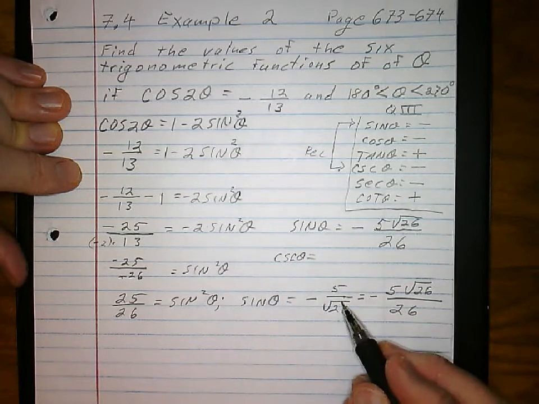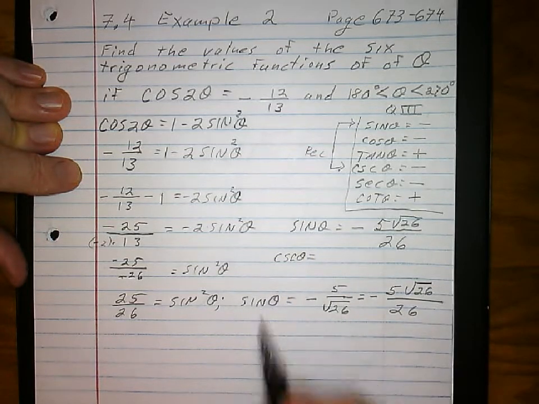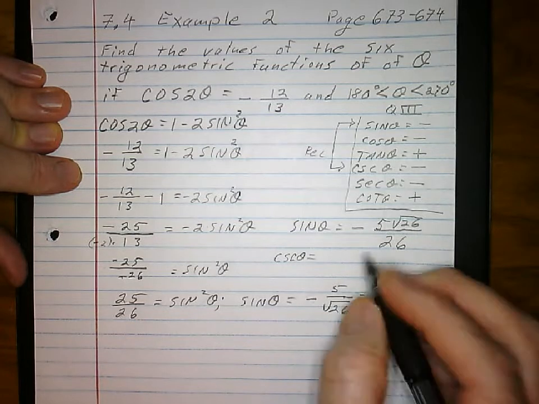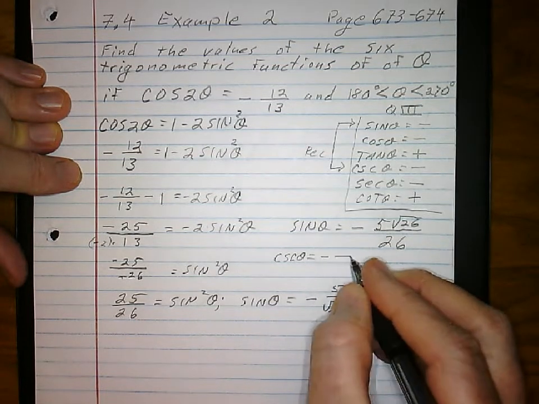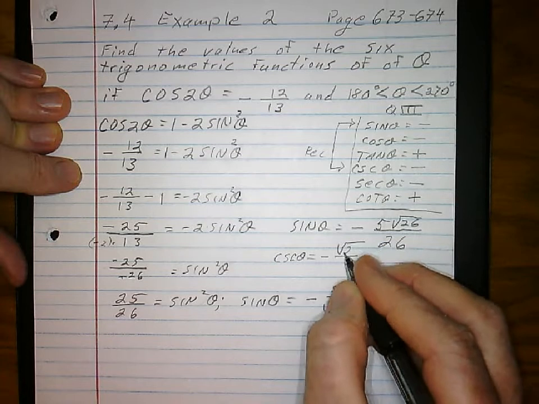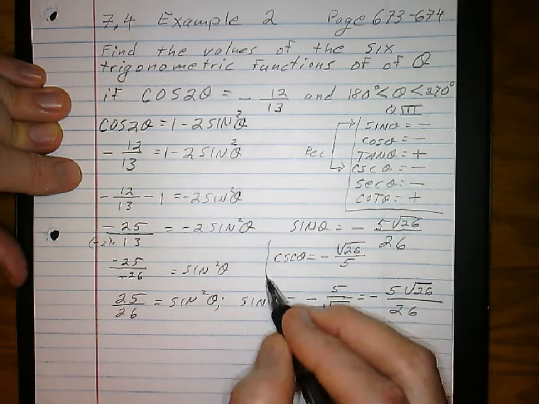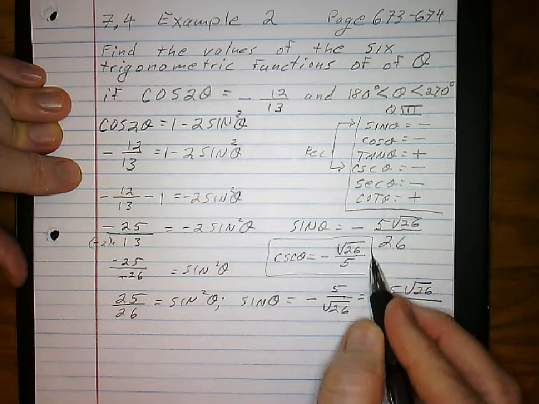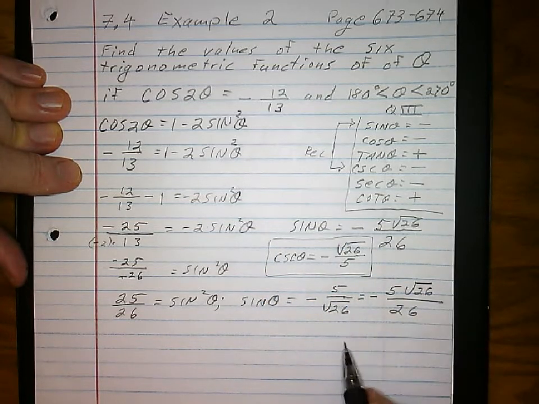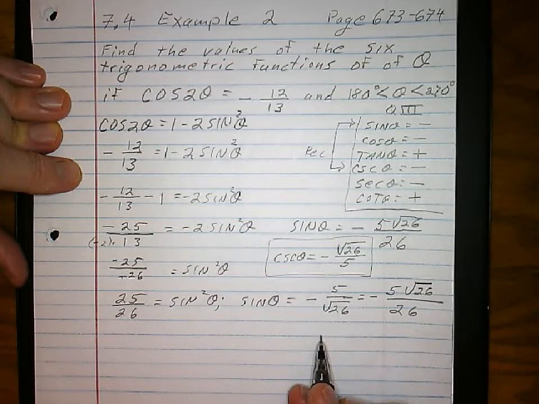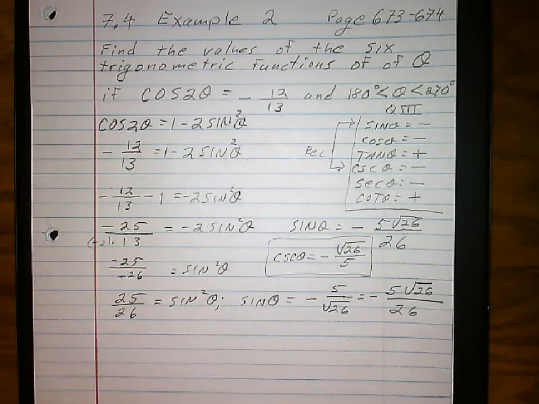There we go. All right, so the reciprocal of this version of sine is negative rad 26 over 5, negative square root of 26 over 5. So we have different answers, right? Different forms of the correct answer. Here's sine, here's cosecant, 2 down, 4 to go.